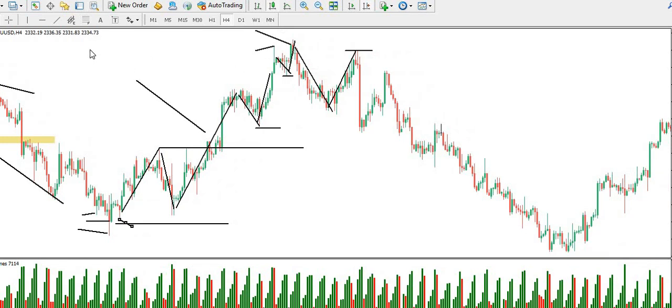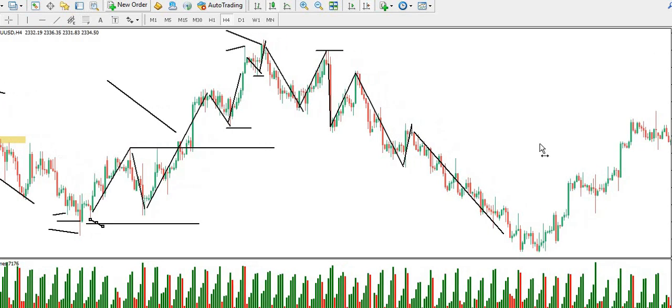So what happened after the formation of this pattern? The market made the first wave, wave 1. Then the market made wave 2. Then the market made wave 3. Then the market made wave 4. Then the market made wave 5, which was the longest wave in this example.